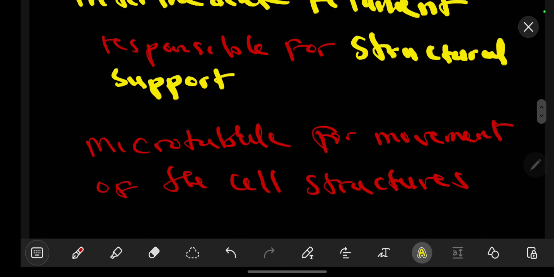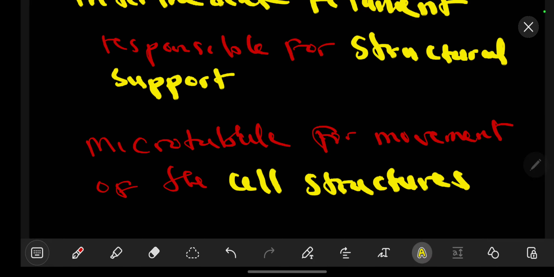Then the microtubules help in the movement of cell structures. Cell structures, we might be talking about also chromosomes. So that's how we look. That's how the cytoskeleton is.